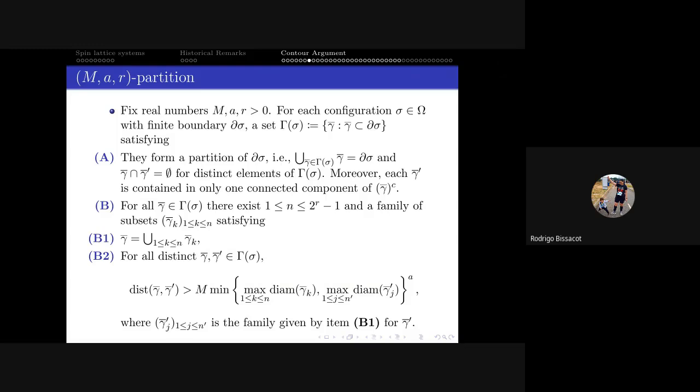So this family that you are seeing now at the end of the slide, the family that's given by B1, is just the intersection of the cubes with the region of incorrect points. Just this. It's not magic.